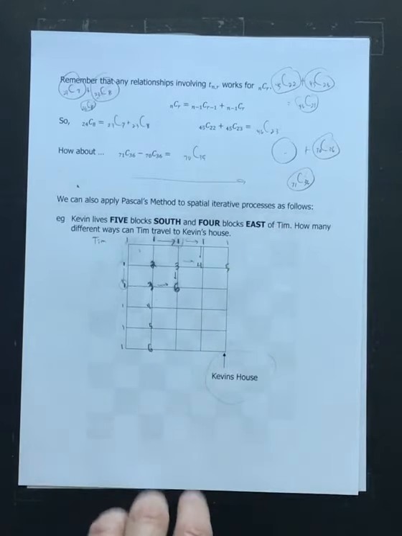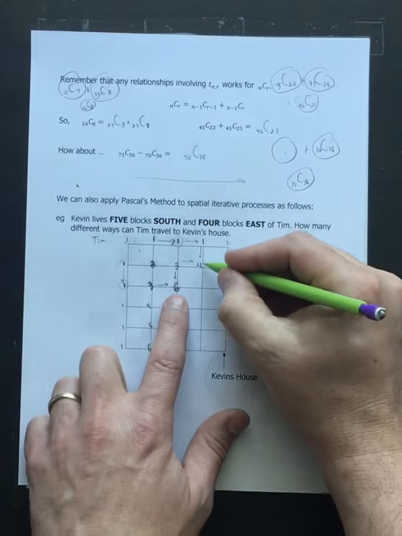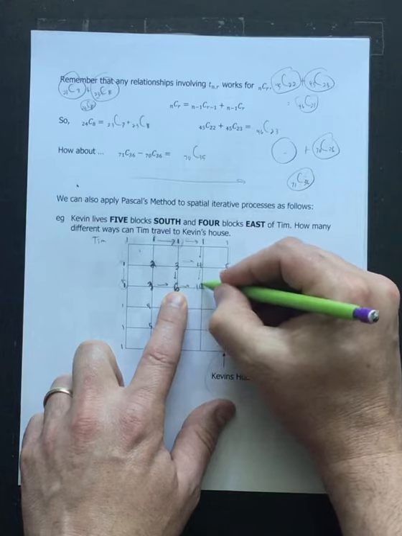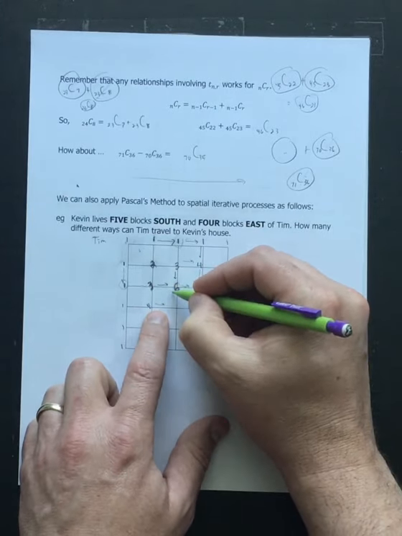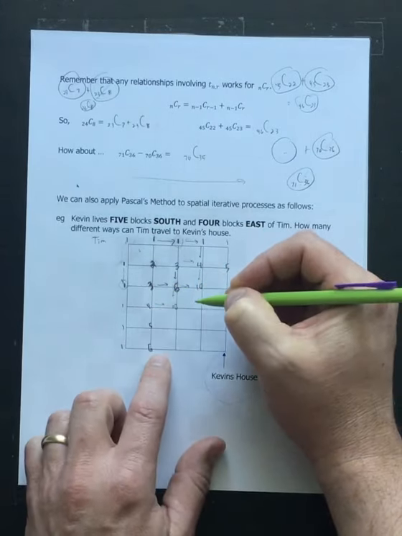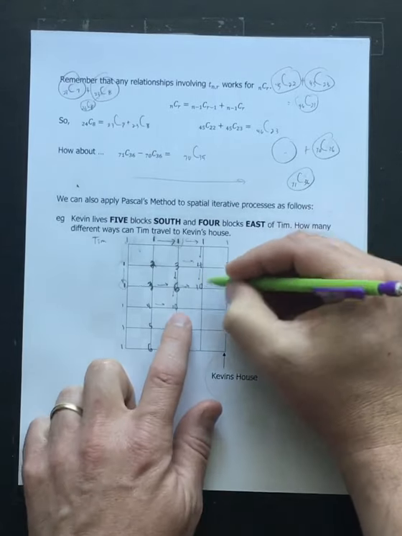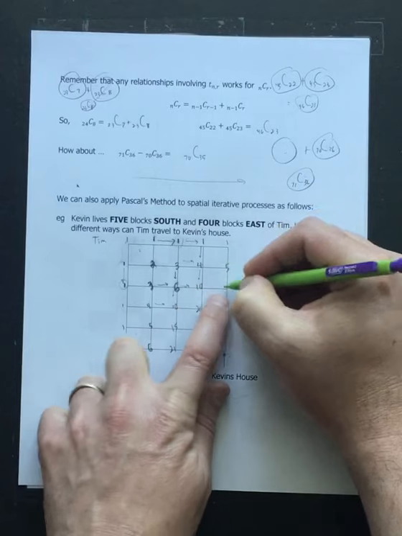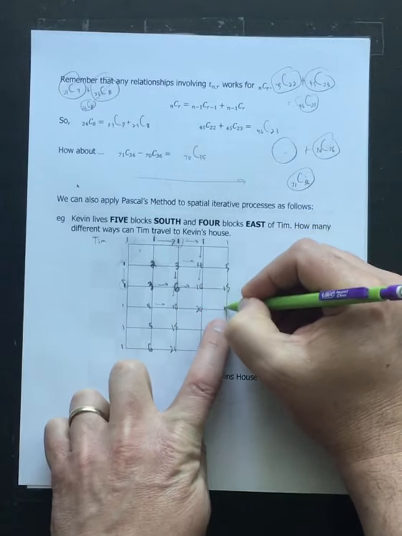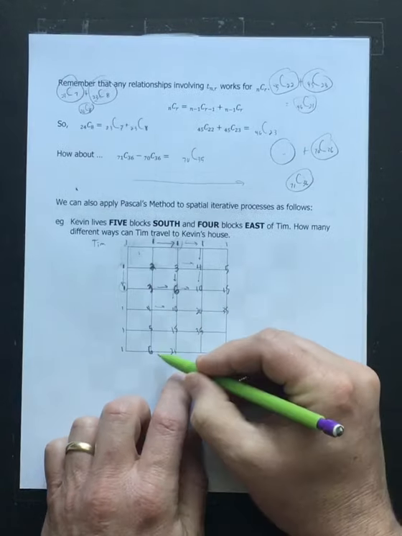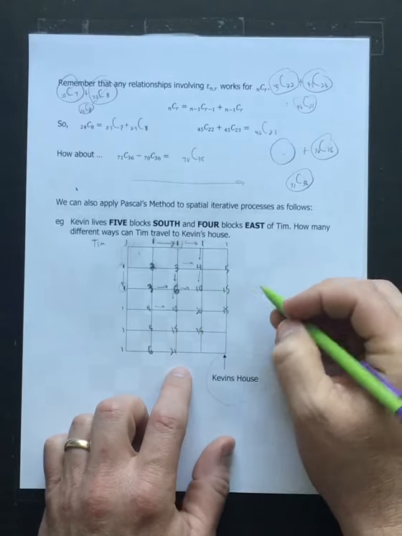4 to get to here, 6 to get to here. They feed in together to give me 10. 4 to get to here, 6 to get to here. They feed together to give me 10. 15, 21, 20, 15, 35, 35. And of course, you're still seeing Pascal's triangle, just the center part of it.